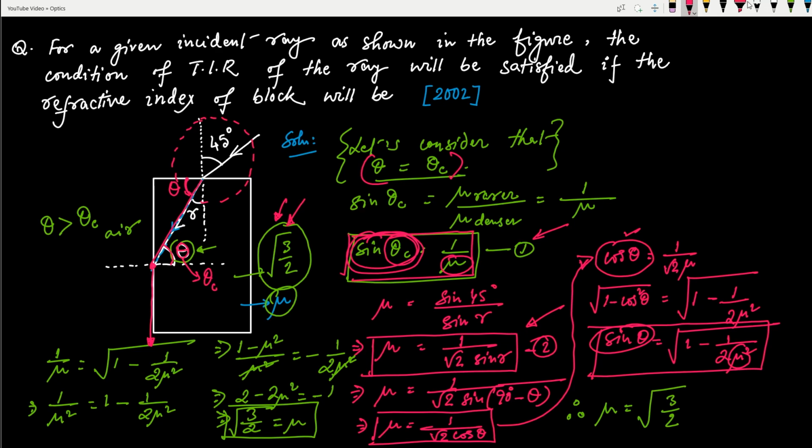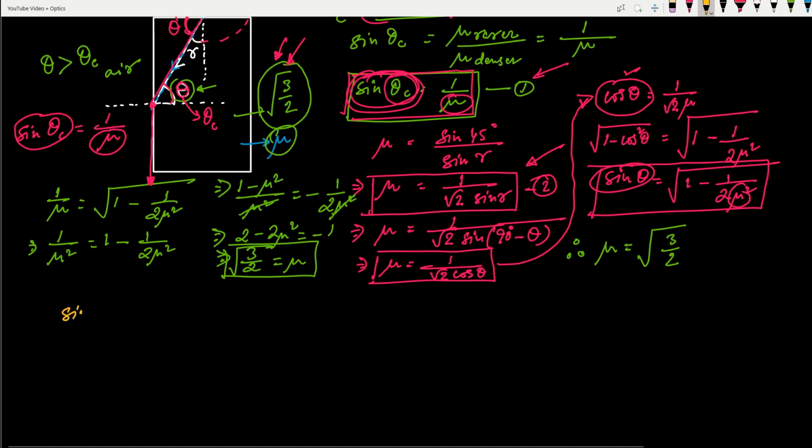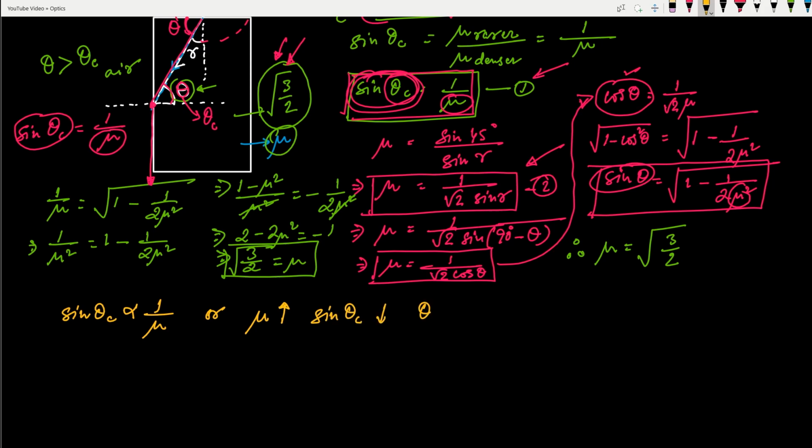Okay, now let me explain the concept. We know that sine theta c is equal to 1 by mu. If you look carefully, we can see that refractive index and sine theta c are inversely proportional. Therefore, if the refractive index is increased, then sine theta c will decrease, which suggests that theta c will decrease. This is the concept that we are getting from the equation. If you understand this, then things are simple.